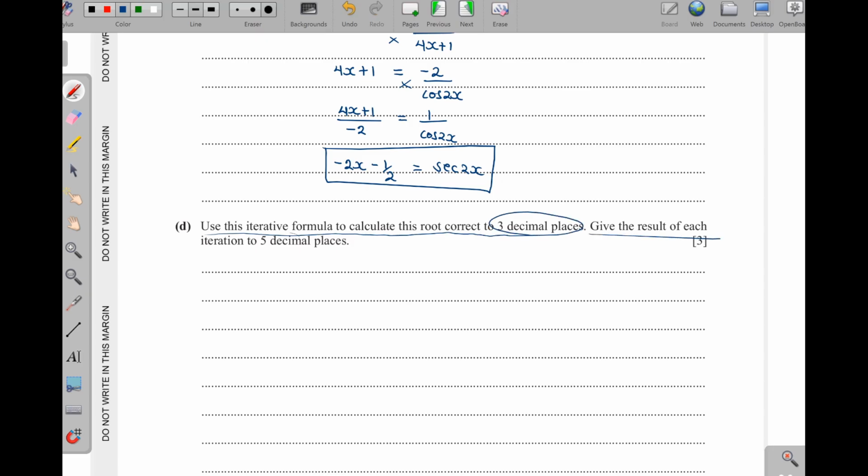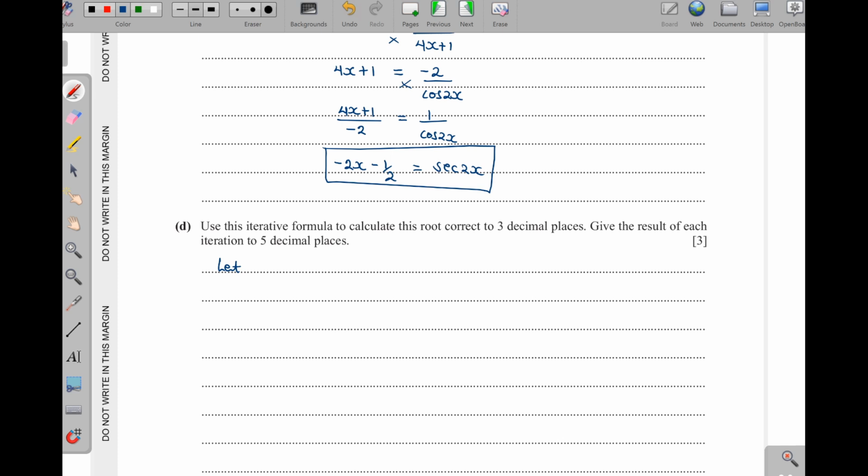Give the result of each iteration to 5 decimal places. Now, since we have seen that if you have x1 here, then x2 here, and the root is in between the two, it is better to have the initial approximation as the average of these two, because it draws them near to the root. You get it? But you can use any. You can use the 0.8 or the 1.2. Okay? But me, I always recommend that you do it.